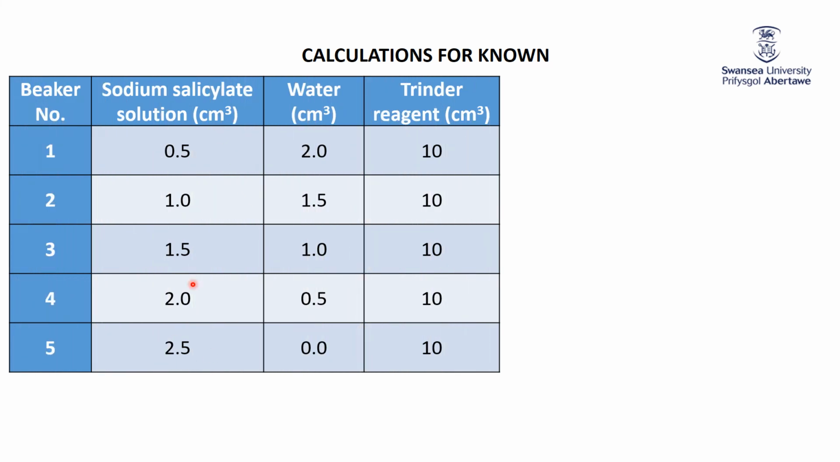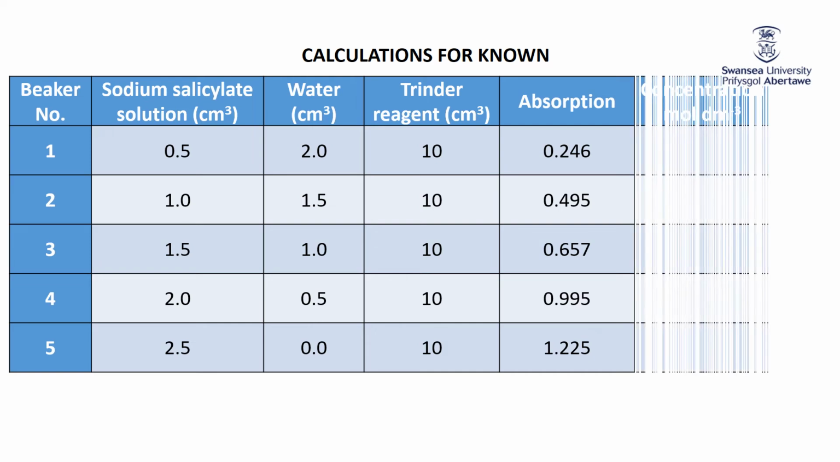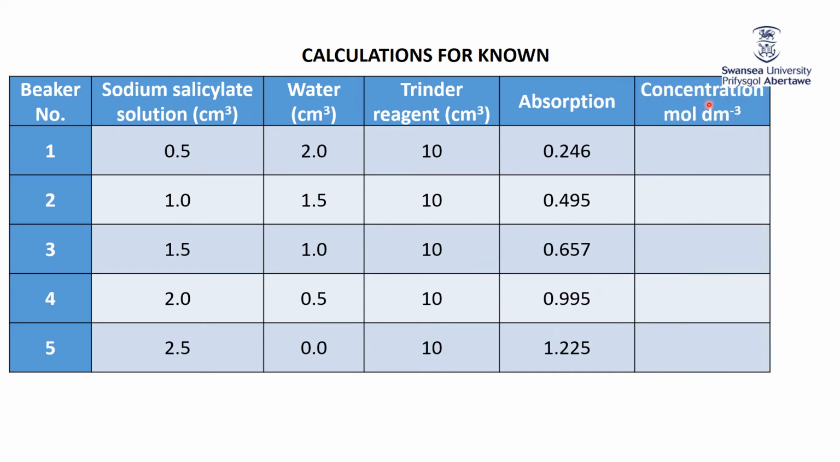So here were the solutions I made up. If you remember, in each case I had a total volume of 12.5 for my different solutions, and what was different between them, with the same amount of the Trinder, the colouring agent, was the amount of the sodium salicylate that I put in there. And I've just measured the absorbance for those, so now what I need to do is calculate the concentration of each of those solutions. Okay, and again, I'm going to be focusing on the concentration of the sodium salicylate, just thinking of the purple color as the coloring agent that I'm putting in.